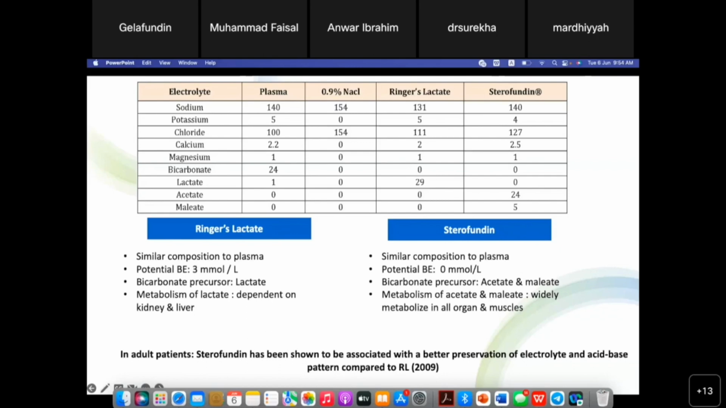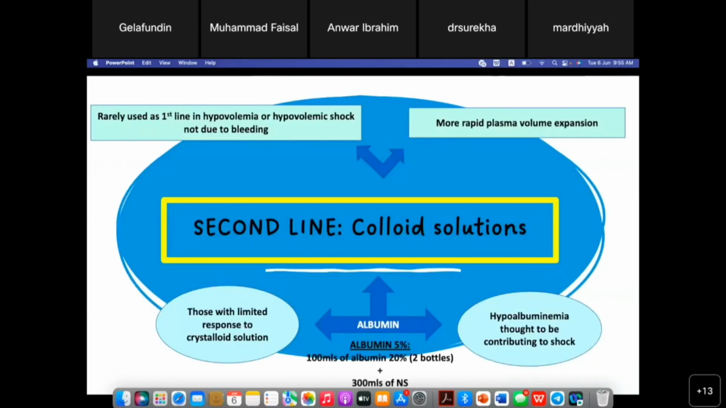So an article in 2009 mentioned that in adult patients, Sterofundin has been shown to be associated with better preservation of electrolyte and acid-base pattern compared to Ringer's lactate. Only, not all EDs have Sterofundin. Most ICUs have Sterofundin. Okay, so moving on to second line.